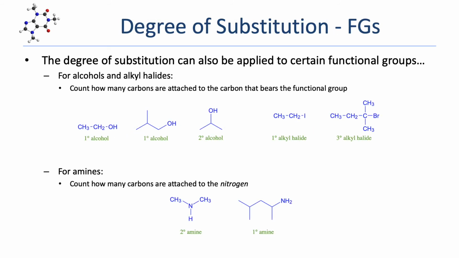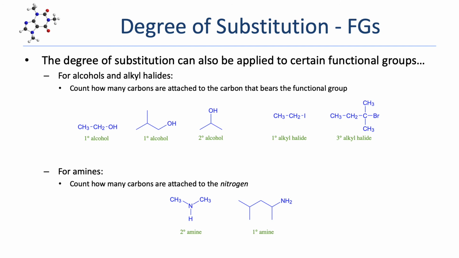Now, this idea of degree of substitution can also be applied directly to certain functional groups. For alcohols and alkyl halides, this is how it works. You simply count how many carbons are attached to the functionalized carbon, that is, to the carbon that actually bears the functional group, the OH for an alcohol or the halogen for an alkyl halide. So look at this first alcohol example. You can see that the carbon that is bonded to the OH is bonded to one other carbon. So that is a primary carbon, so the molecule is referred to as a primary alcohol.